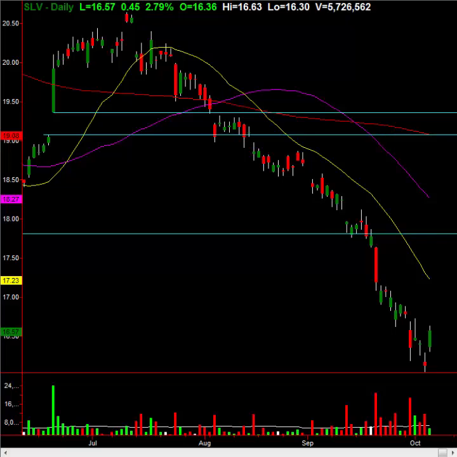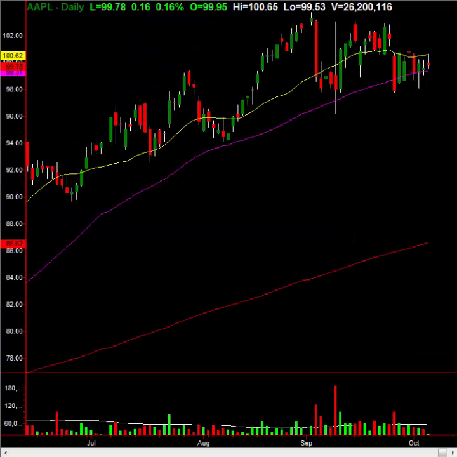All right, a couple other things here on the charts to go over. First of all, take a look at Apple today. Apple is basically having a pause day here.